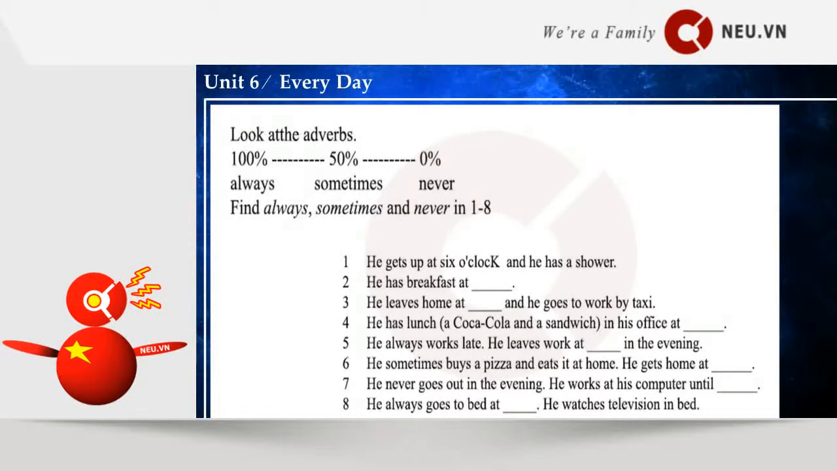Tape script 6.7. He always works late. He sometimes buys a pizza. He never goes out in the evening. He always goes to bed at 11:45.